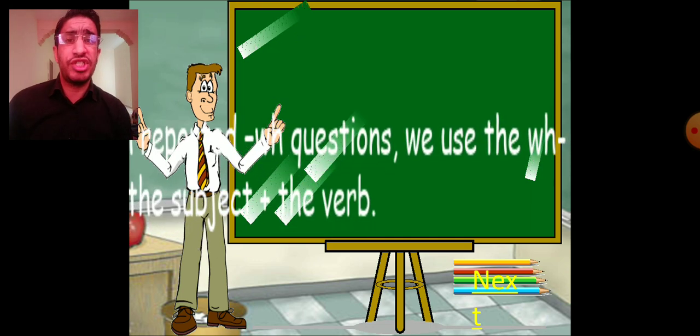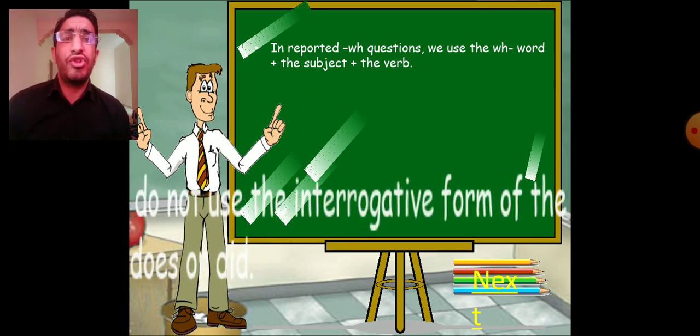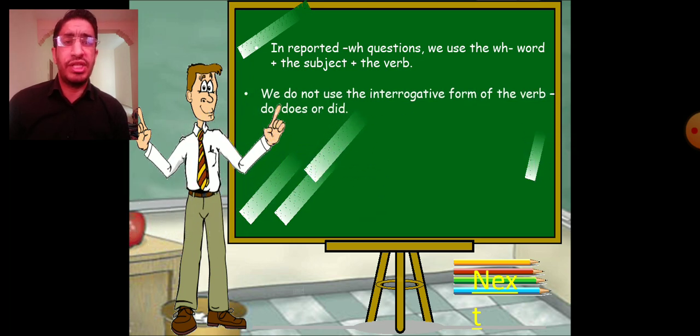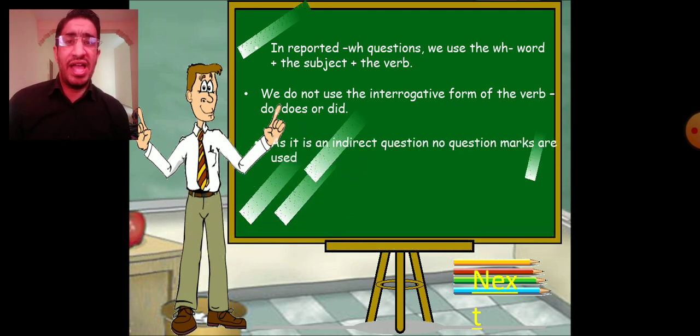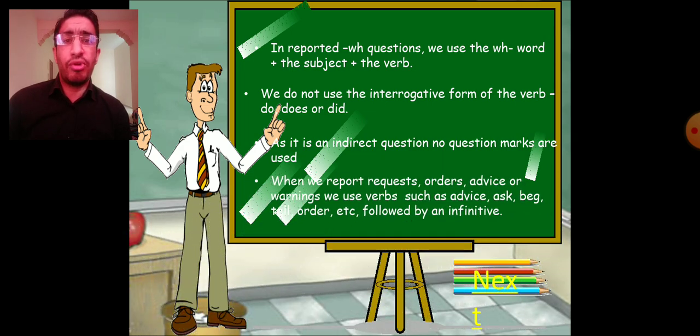Concerning the questions in the reported speech, they are not used like the normal form. In the reported speech, we do not use the interrogative form of the verb. So there is no use of the auxiliaries like does, did, or do. We don't use them, all right? Normally we use the WH word, plus the subject, plus the verb. We don't use the interrogative form, neither the question mark. No question mark in the reported speech.